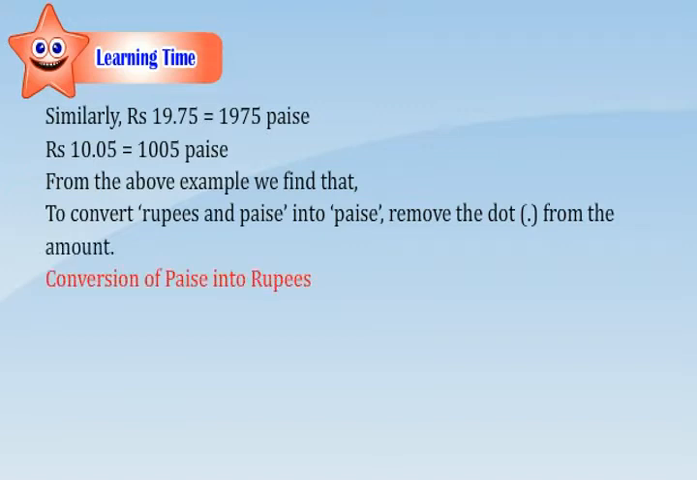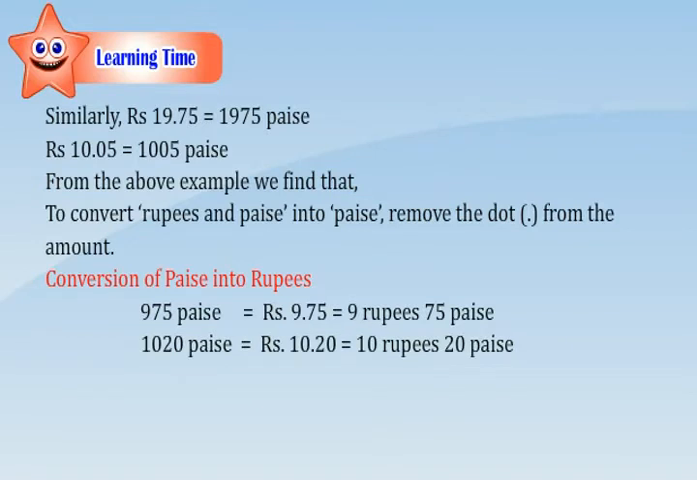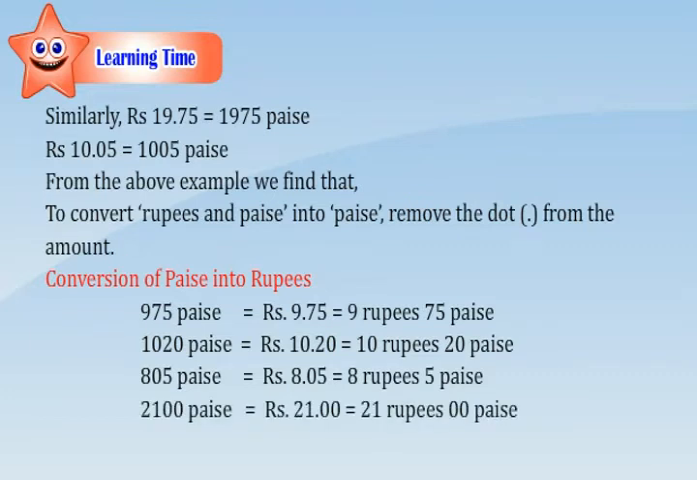Conversion of paise into rupees. 970 paise is equal to ₹9.70, which is 9 rupees 70 paise. 1020 paise is equal to ₹10.20, which is 10 rupees 20 paise. 805 paise is equal to ₹8.05, which is 8 rupees 5 paise. 2100 paise is equal to ₹21, which is 21 rupees 0 paise.